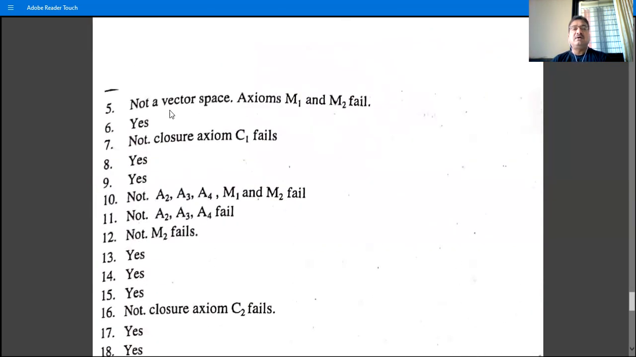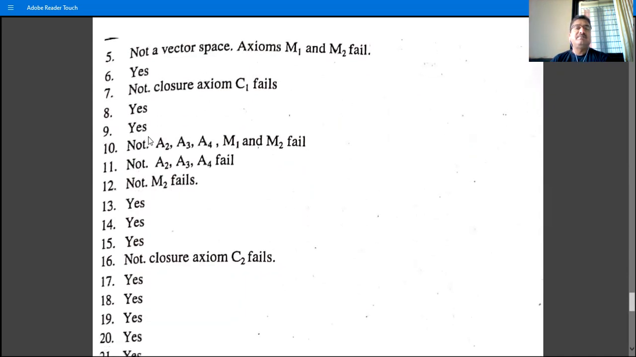That is why to write the counter example. We have to give the counter example, suppose M1 fails. We have to show the property M1 fails by using a counter example. The sixth number is yes, meaning it is a vector space. That is why we write all 10 properties. Not a vector space, the seventh answer, closure, assume C1 fails. So we have to write the counter example for closure.